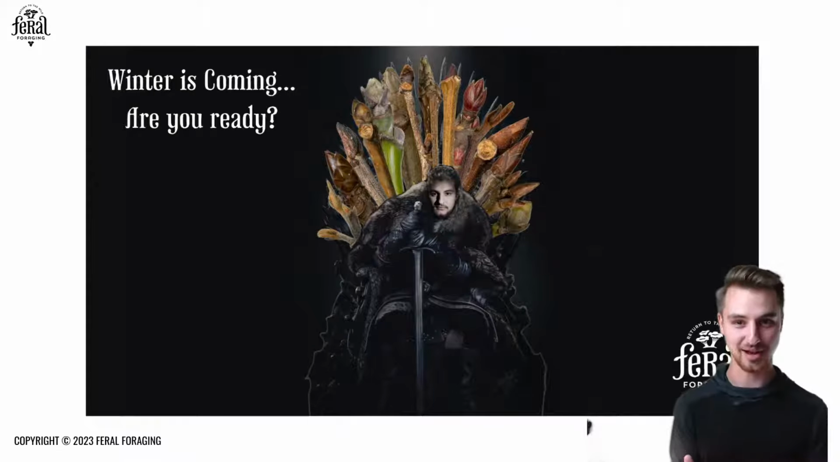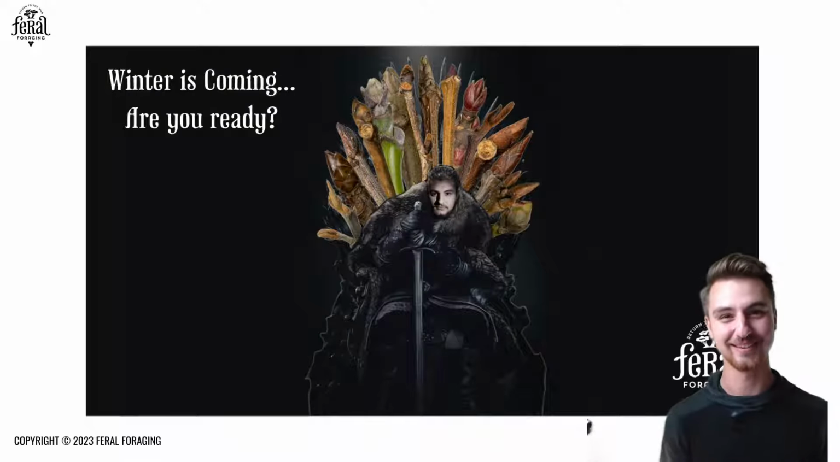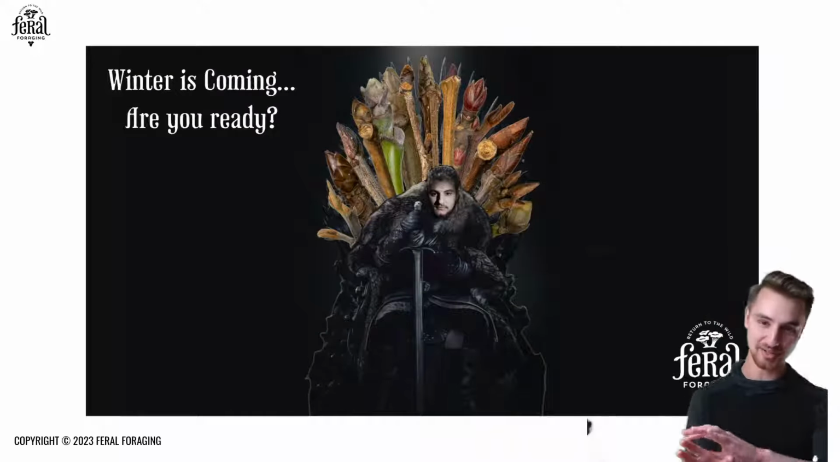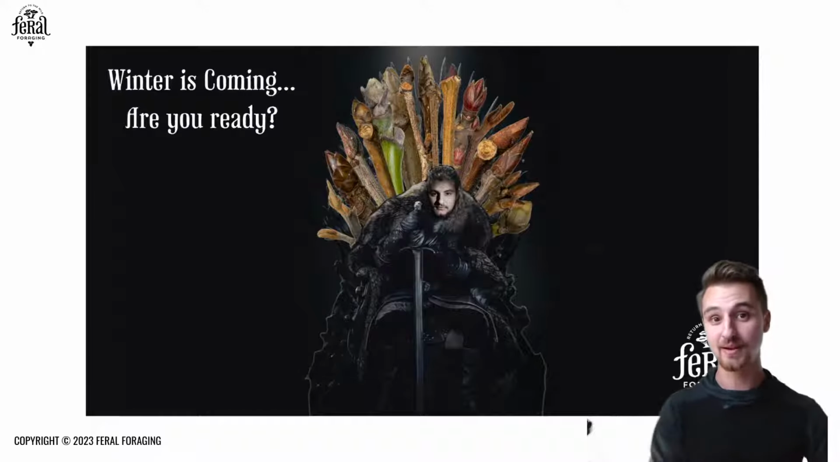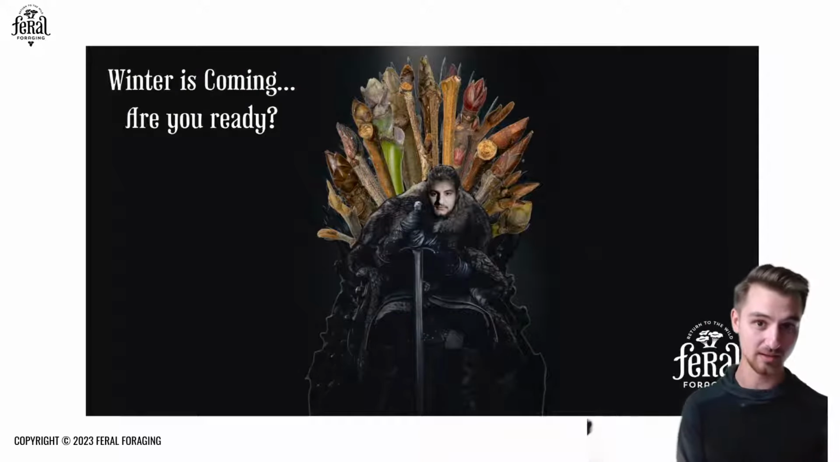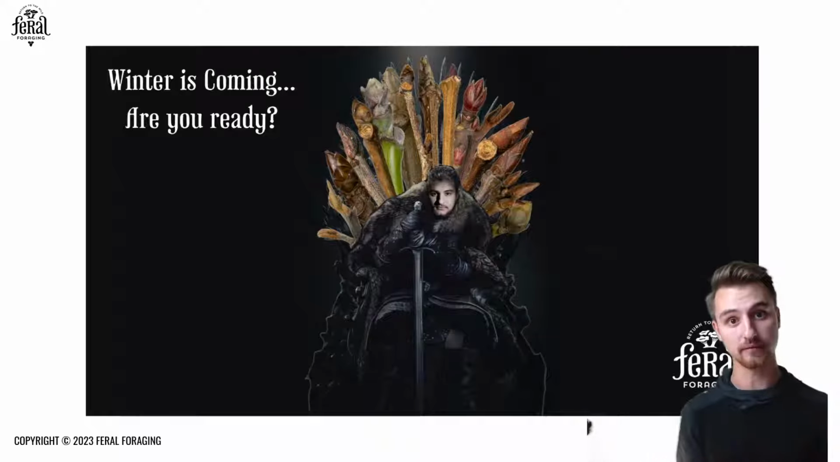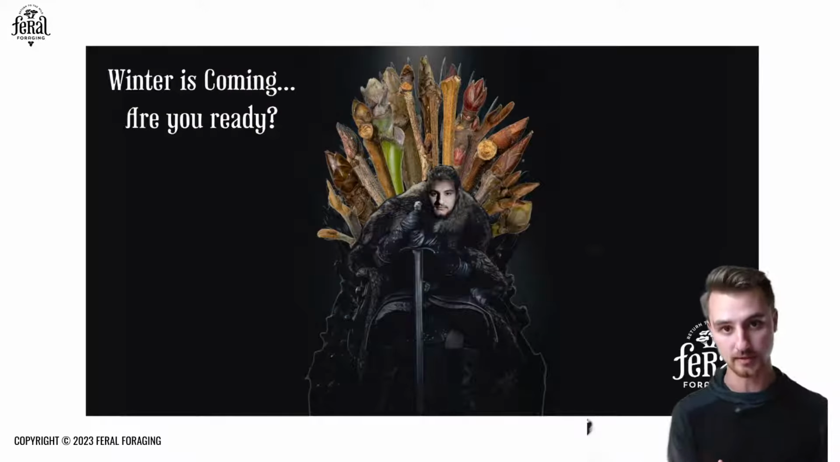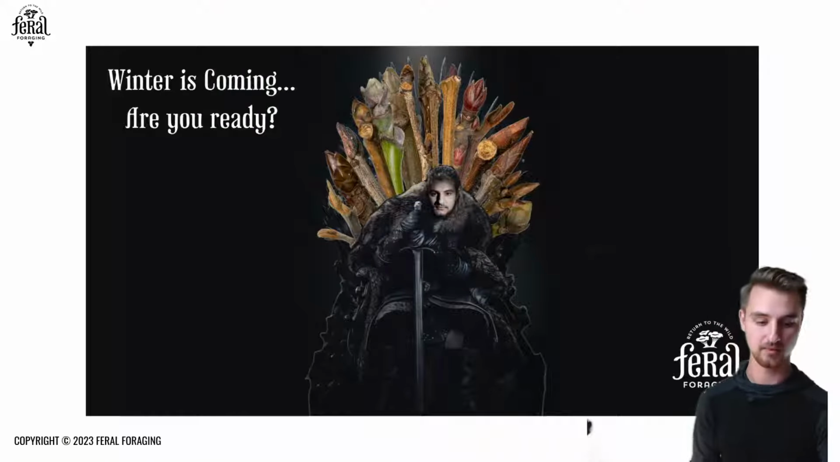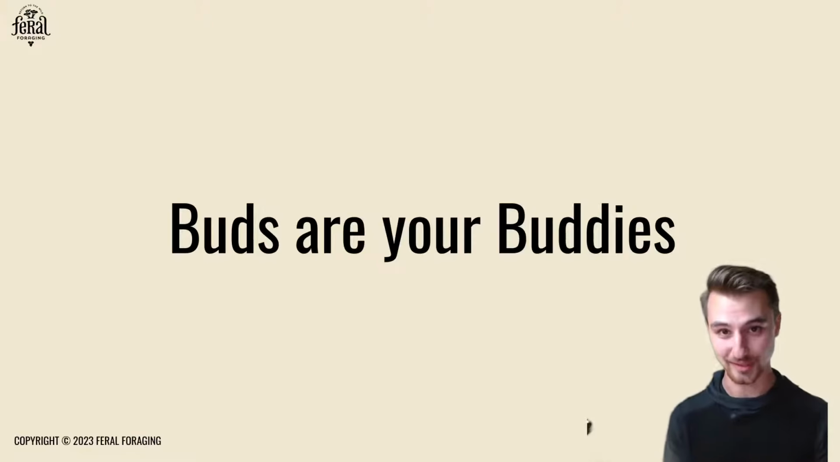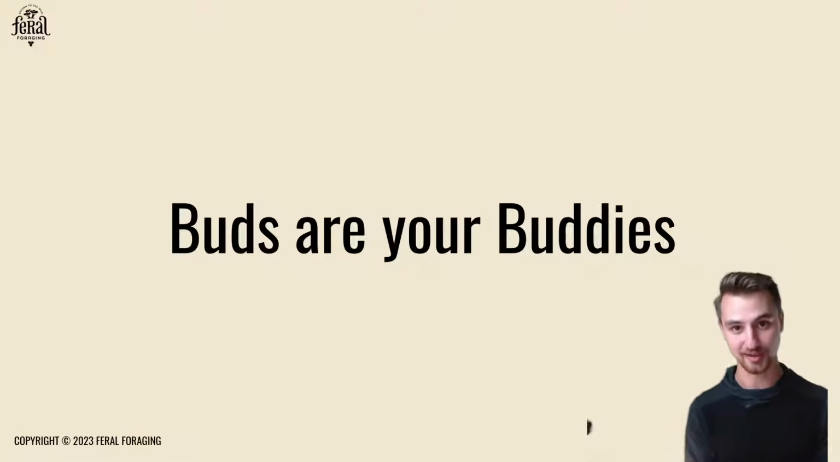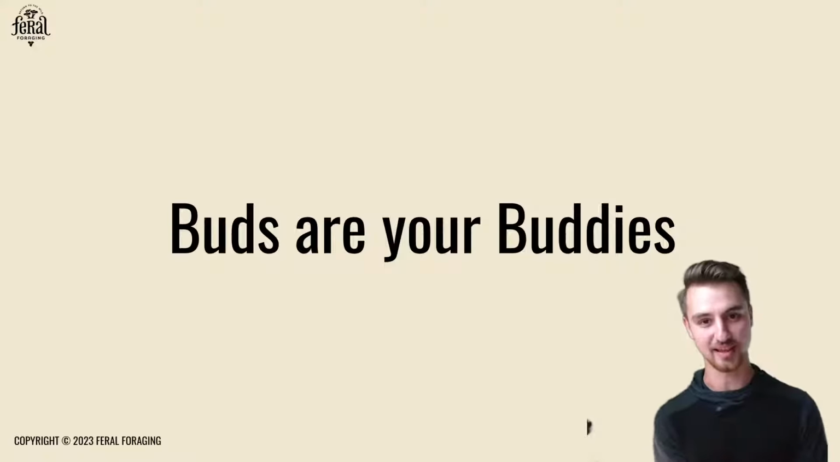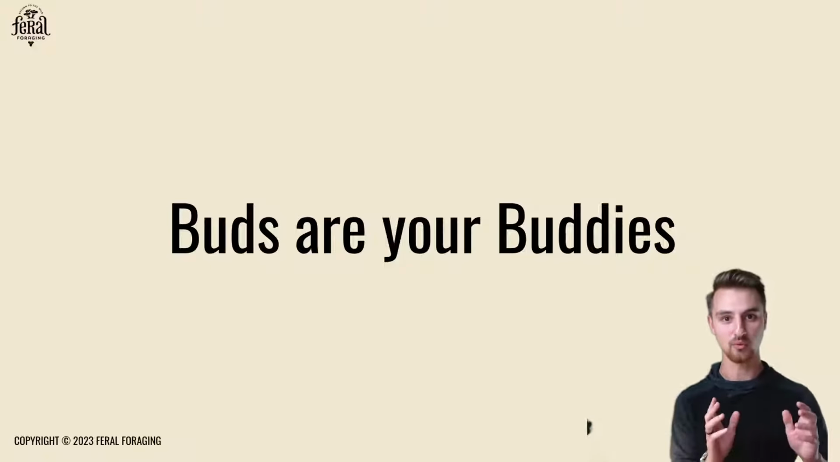So, winter is coming. Are you ready? And this is the perfect timing. We're just going into winter. It's not officially winter yet, but in most parts of North America, I would say that a lot of the leaves have fallen down. So this is the perfect time to be learning about identifying trees in the winter. And what I like to say is that buds are your buddies, and we are going to learn about them today, and we're going to become much closer with buds.